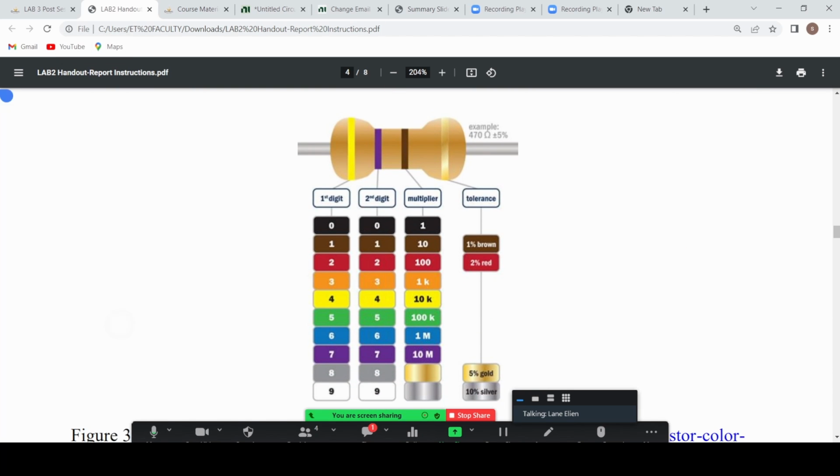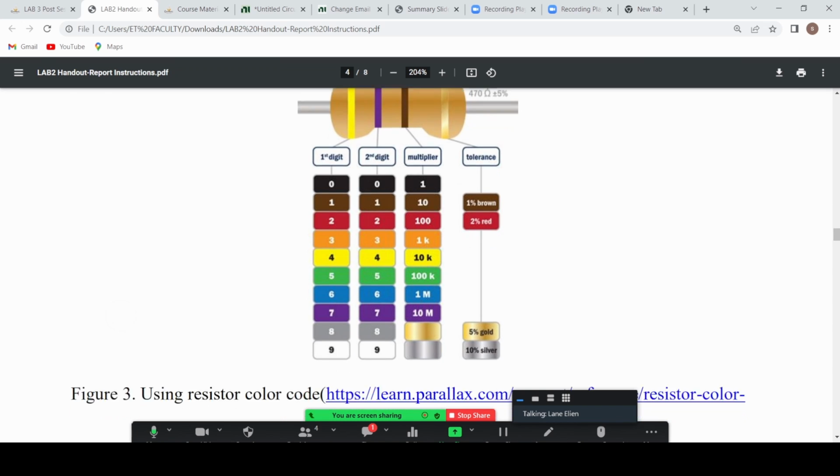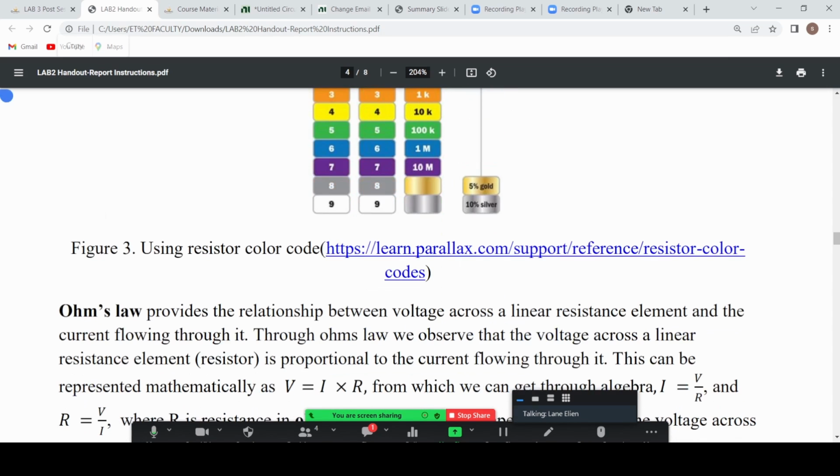All right, so again, we have a picture here showing what I just discussed. This one is a 4 band. So the first 2 bands are the digits. If we have an example here, for this resistor, this is yellow, so the first digit is 4. The second digit is 7, which is purple. The multiplier is brown, so we just add a 0. So we have 4, 7, and 0 here. And the tolerance is gold, so it's going to be 5%. So this is 470 ohm plus or minus 5%.